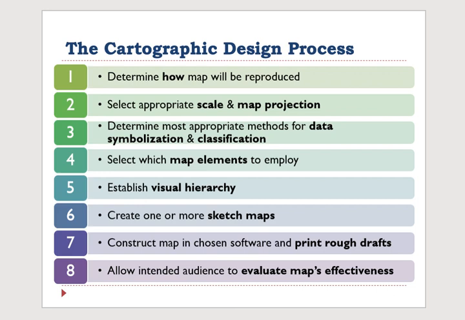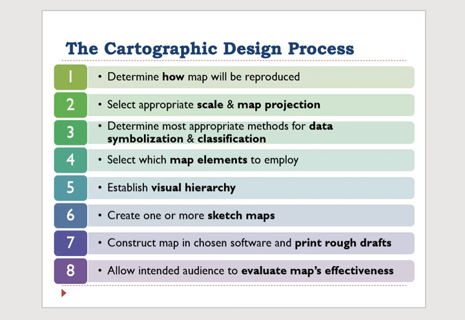The cartographic design process, well, the first one is to determine how the map will be reproduced. The second, select appropriate scale and map projection. We covered our topic on map projection. If you're focused in California, then you would use a map projection that fits California or another state or another country. The third one is determine most appropriate methods for data symbolization and classification.